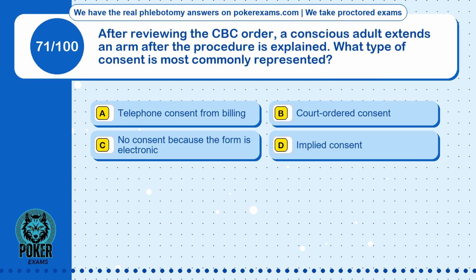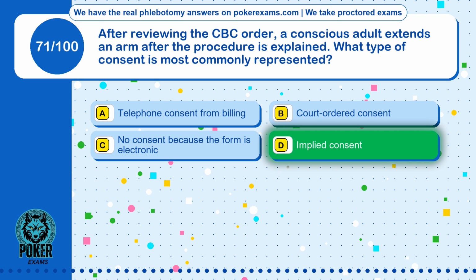Question 71. After reviewing the CBC order, a conscious adult extends an arm after the procedure is explained. What type of consent is most commonly represented? Option A. Telephone consent from billing. Option B. Court-ordered consent. Option C. No consent because the form is electronic. Option D, implied consent. The correct answer is option D.